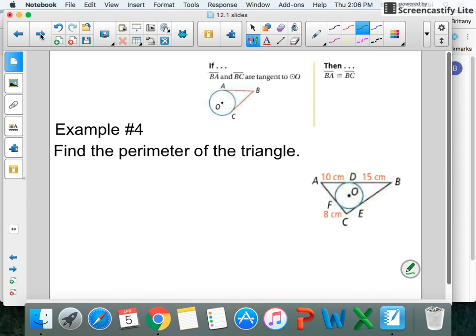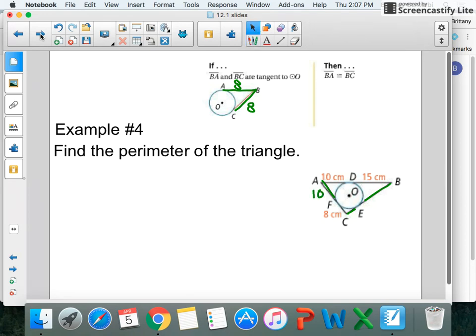And then our last example is finding the perimeter. So we have this other theorem here that says if they are tangents, then the segments are going to be congruent. So that's saying if AB was 8, then BC is also going to be 8. So we're going to use that here in example 4, where we have to find the perimeter of the triangle. So we're missing this side, we're missing this side, and we're missing this. So in order to figure that out, we're going to use a theorem that says that it's congruent. So AD is going to be congruent to AF. So AF is also going to be 10.